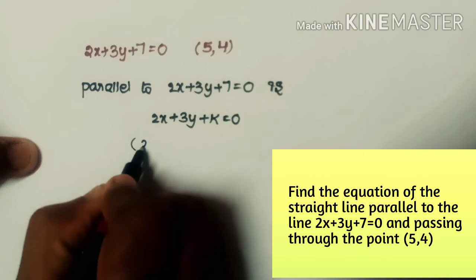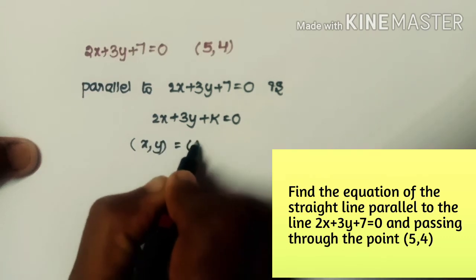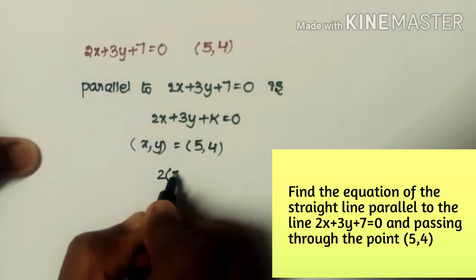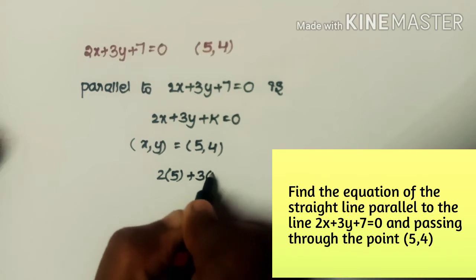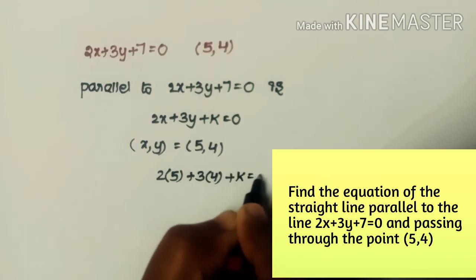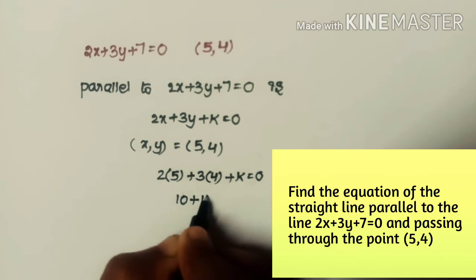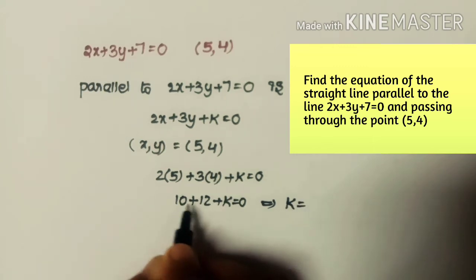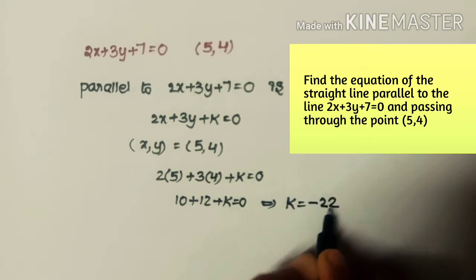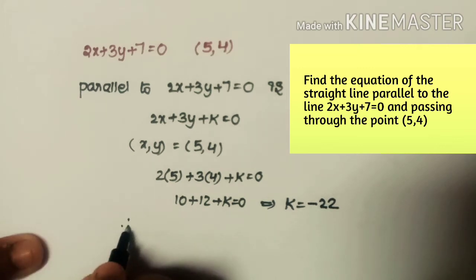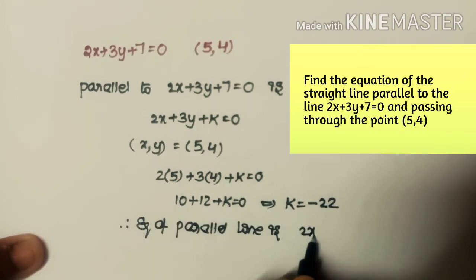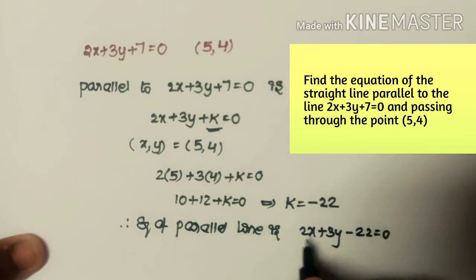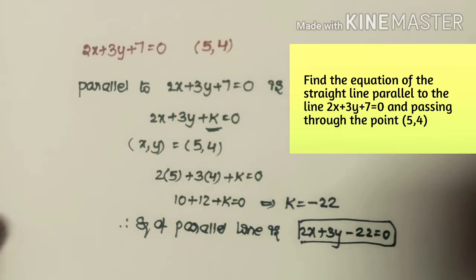So replacing the point 5, 4 in this equation to get the value of k. Replacing x comma y is equal to 5, 4 in this equation. That is 2 into 5 plus 3 into 4 plus k is equals to 0. That is 10 plus 12 plus k equals to 0. Then k is equals to 10 plus 12, 22. Writing the 22 to this side, minus 22. Therefore, equation of parallel line is 2x plus 3y plus k, where k is equals to minus 22, so 2x plus 3y minus 22 equal to 0. That's all. This is the required answer.